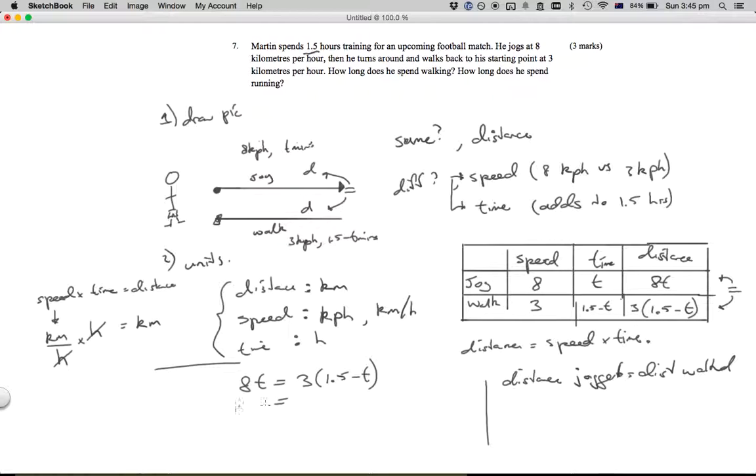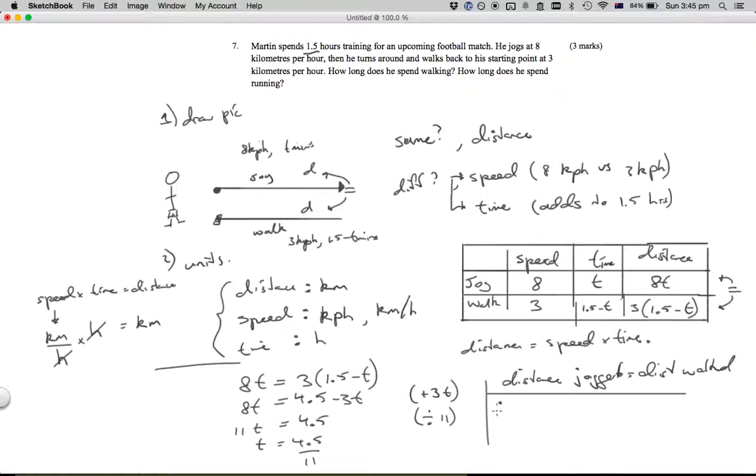Okay, and then we just need to do our algebra. This needs to multiply by this. 3 times 1.5 is 4.5. 3 times negative t is negative 3t. Add 3t to both sides. We've got 11t equals 4.5. Divide both sides by 11. And we end up with t equals 4.5 over 11. And from there, we could use our calculator.